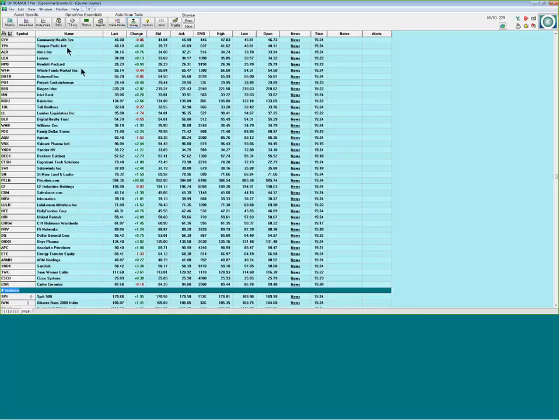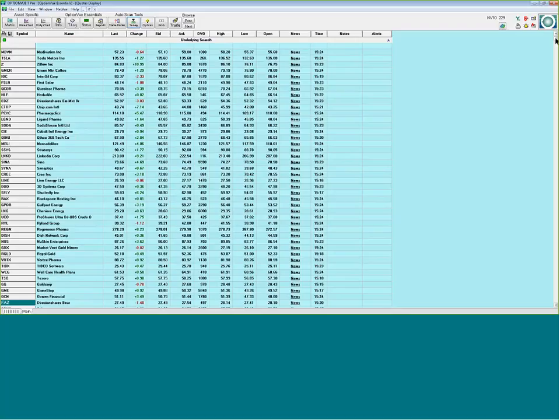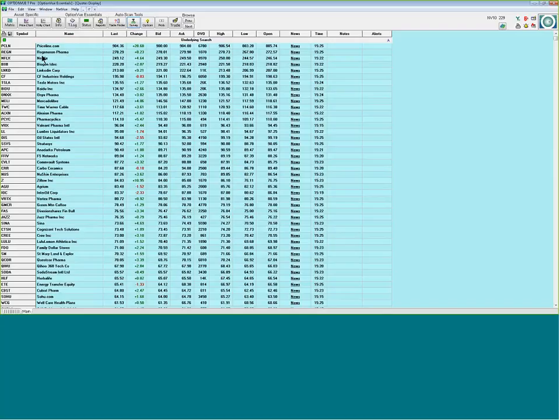Now, this is something I really like about OptionVue. In any of these groups, I can sort it in a number of different ways. Okay? I can sort it by price just by right-clicking on that. Okay? Price line. I can sort on daily option volume.